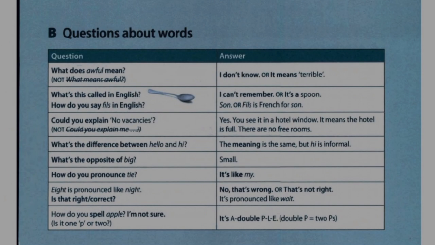Next question. What's the difference between hello and hi? The meaning is the same. The meaning is the same, which means they are synonyms. But hi is informal. You say hi to your friends. You don't say hi to your boss because maybe he fires you. The next question. What's the opposite of big? Small. Small and big are opposites, or are antonyms.